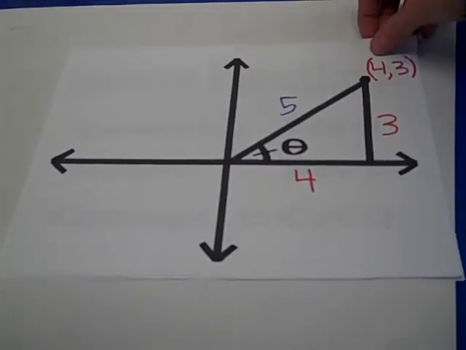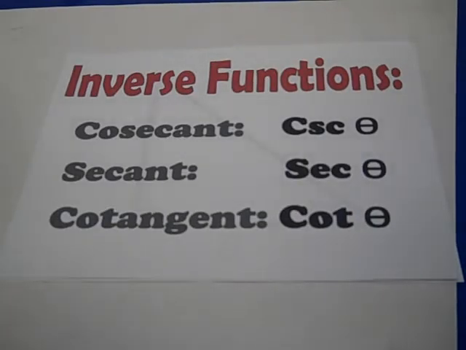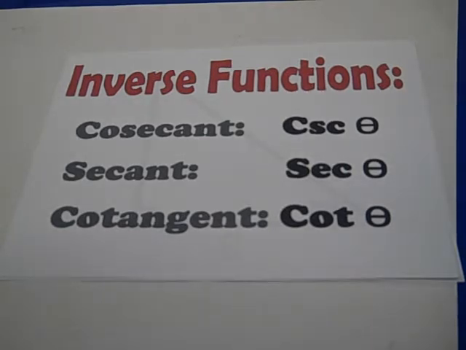See, trig functions just represent side ratios in a right triangle. There are three additional trig functions that define the inverses of the three original trig functions. The inverse of sine is cosecant, or the hypotenuse over the opposite side. The inverse of cosine is secant, or the hypotenuse over the adjacent side. The inverse of tangent is cotangent, or the adjacent side over the opposite side.